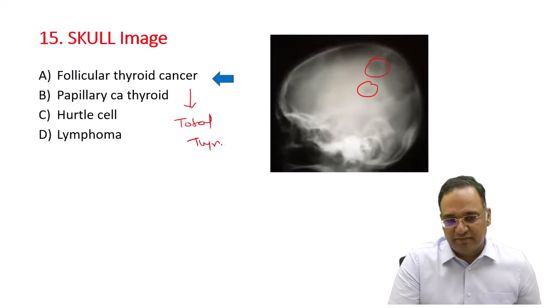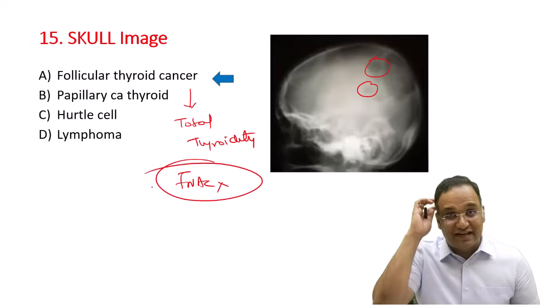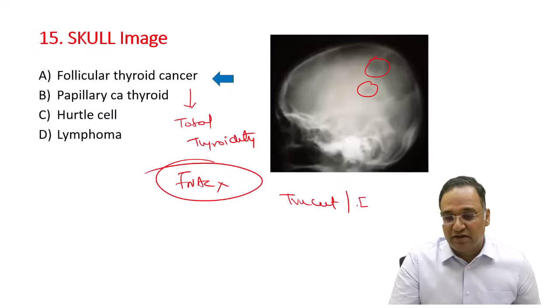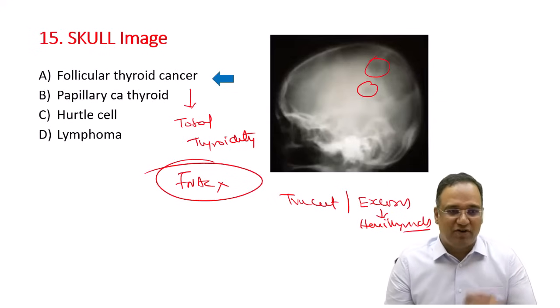Total thyroidectomy will be the treatment of choice, and FNAC cannot diagnose. FNAC cannot differentiate between follicular cell adenoma and carcinoma. It's better to take a true cut biopsy or excision biopsy, a standard entrance exam question. The minimal excision is hemithyroidectomy. Hemithyroidectomy, and send for HPE or frozen section to confirm a follicular cell cancer.